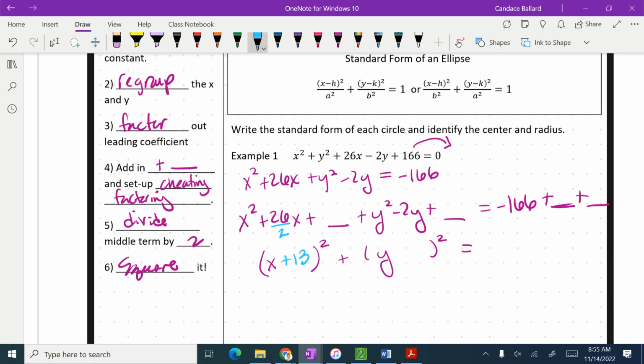Okay, and remember your hint is hiding right here. If you've done this setup, your hint is right there. What's 13 squared? You can use the chart. You can use a calculator. I don't care. What do we get? 169. So I put that on the left and on the right.